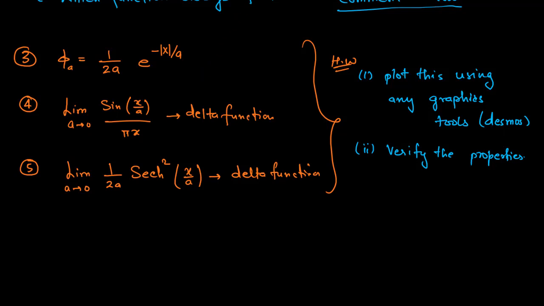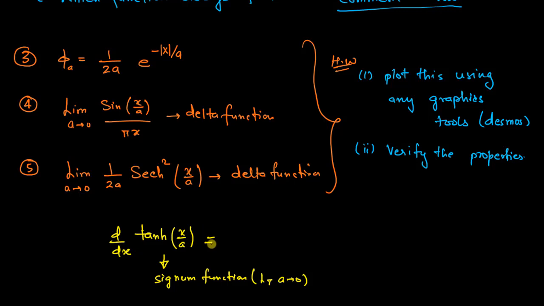But here, one thing you see: we saw a function earlier, tanh of x by a. What was this function? This was a signum function in the limit. When the limit a goes to 0, this function became the signum function. If we take the derivative d by dx of this, what will we get? What is the derivative of tanh? 1 by a sech squared of x by a. So you can see this.